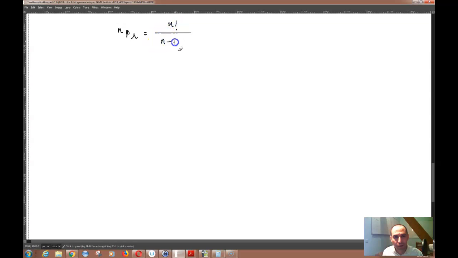n minus r factorial, where 0 is less than r less than or equal to n. Of course, you can see that over here r cannot be equal to 0, and that's important to note.